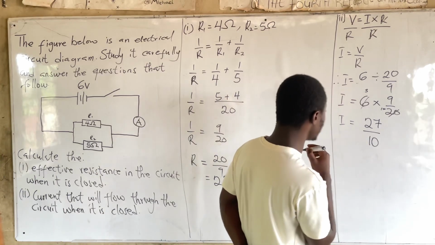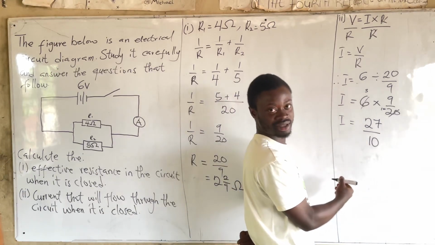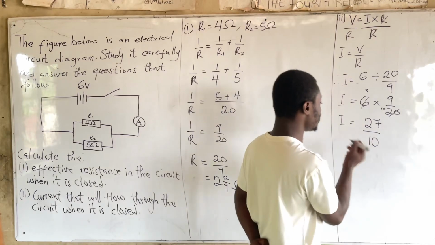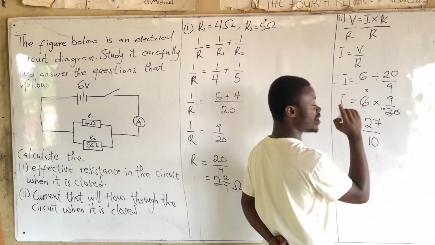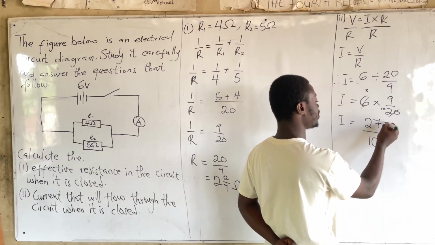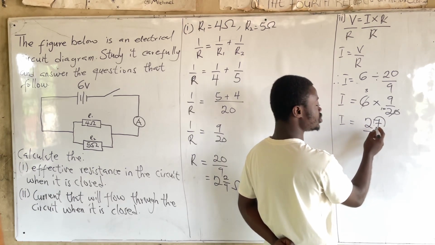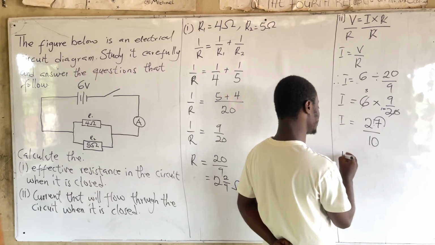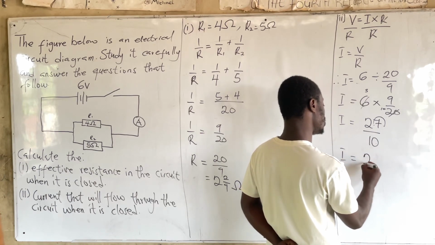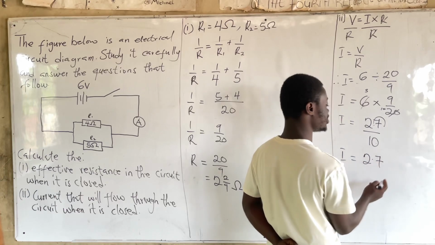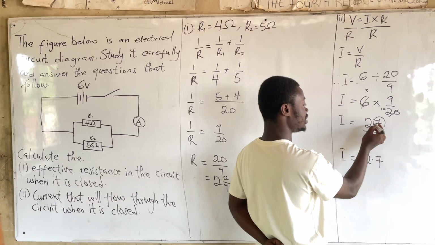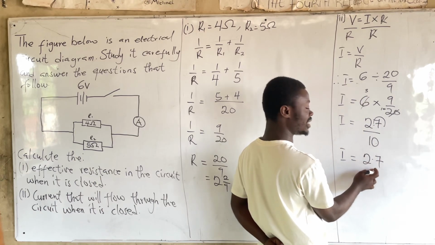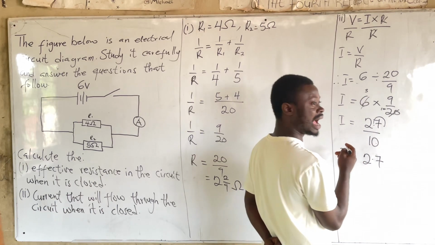Okay, so let's change it to decimals. We have 10 here, so we can count from the back. Since we have a 1 and a 0, counting from the back, the decimal point will be here. So 27 divided by 10 gives us 2.7. Since we have 1 zero, you count from the back 1, and it will be here. So we have 2.7, and current is measured in ampere.